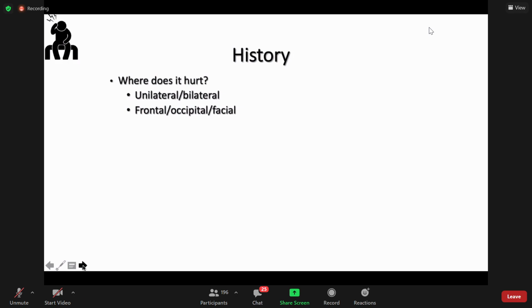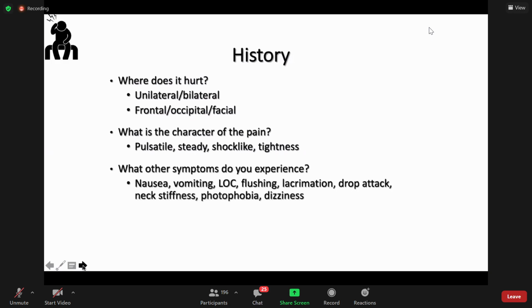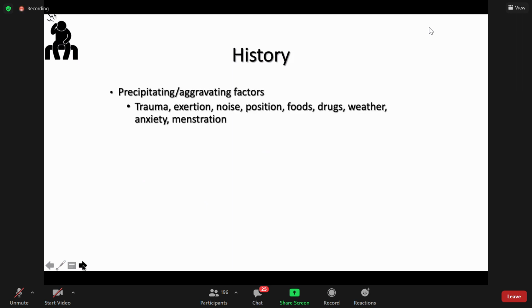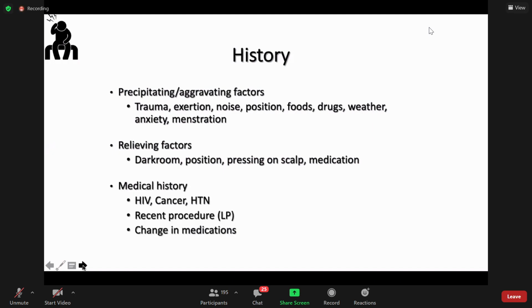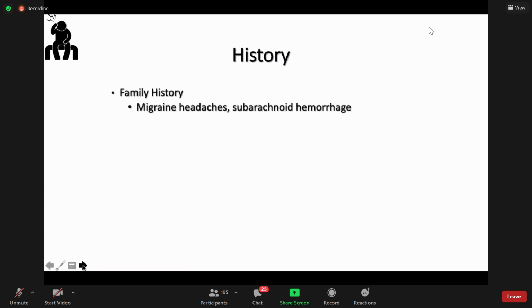Where does it hurt? Is it unilateral, bilateral? What is the character of pain? Is it pulsatile, shock-like, tightness, with associated symptoms that we mentioned? All of these we can take from the history, and about 90% of the diagnosis in headache comes from the history, because clinical examination is normal, and if you find something in clinical examination, it is a secondary headache. What are the relieving factors? What is the medical history? Does the patient have HIV, cancer, hypertension? Did he have a recent lumbar puncture? Has he changed his medications? Family history, especially with migraine.